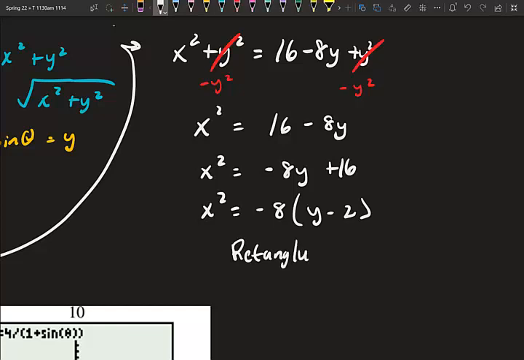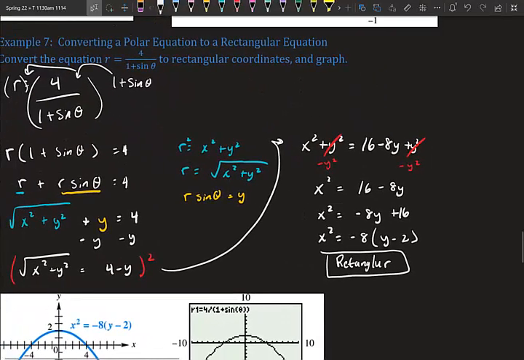That's our rectangular equation. So x squared equals negative 8 times y minus 2. That's the rectangular form. That's the same thing as the polar equation r equals 4 over 1 plus sine theta. So rectangular is x and y. Polar is sine and cosine.